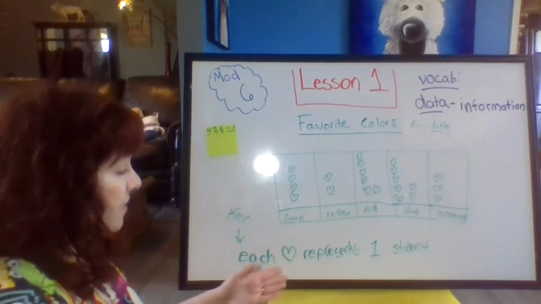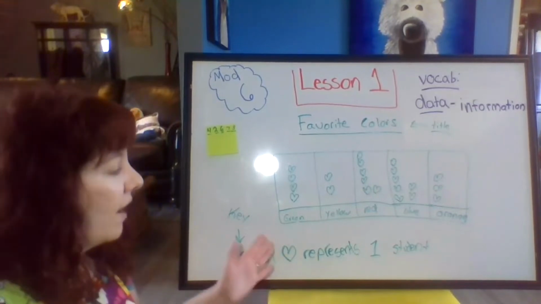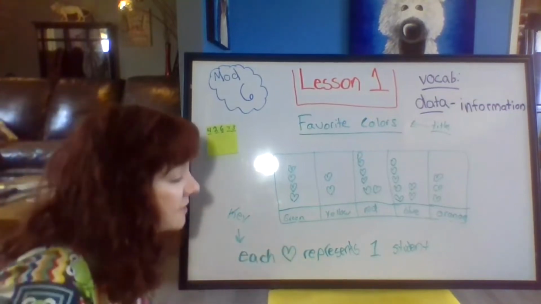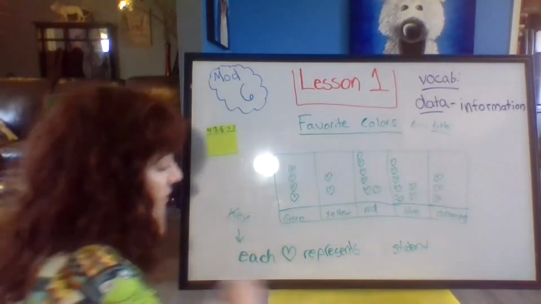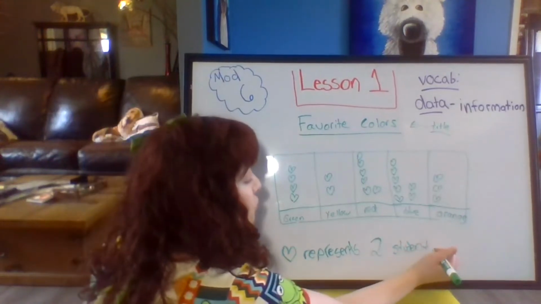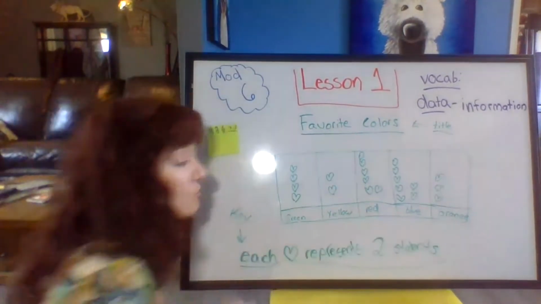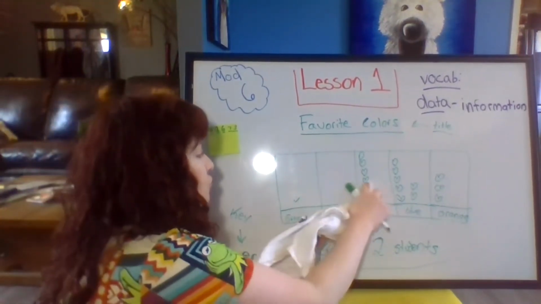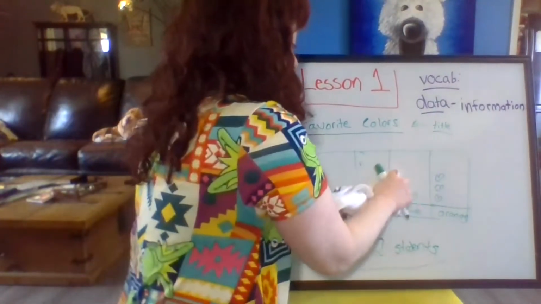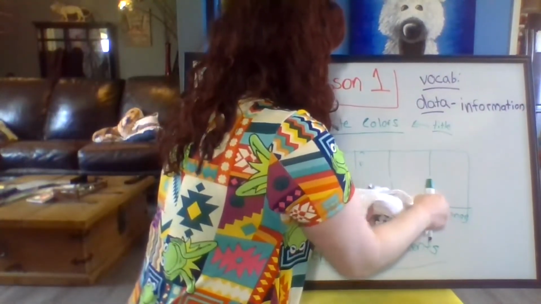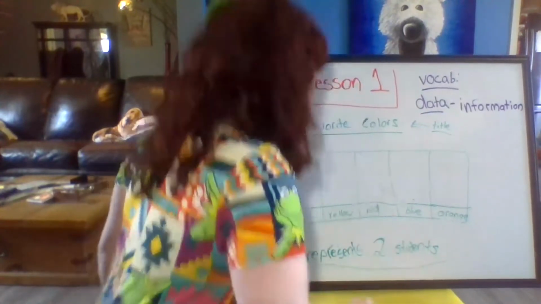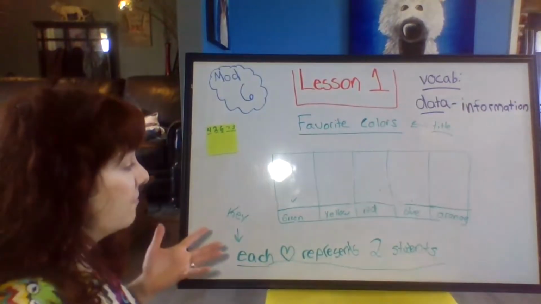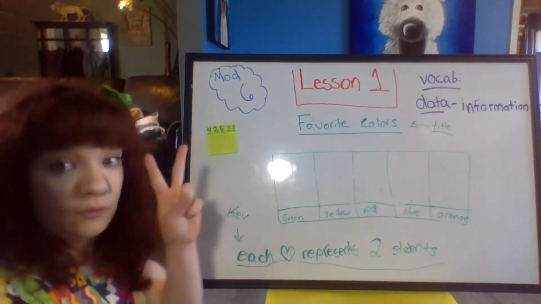Now, if the key changes and maybe I want an easier way to represent the data without drawing as many hearts or whatever your symbol is, let's say we change this to 2 students. So each heart represents 2 students. I'm going to erase my data, and then I'm going to draw it so that each heart represents 2 students. So I know that there's 4 students for green. So I have to make how many hearts? 2.